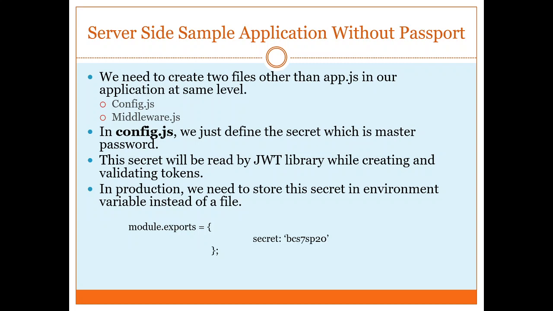We will save that password in the environment variable. For the encryption and decryption of our token, we are using a password, bcs7 sp20, and we are exporting it. We will access this config file with config dot secret. We will get the password.